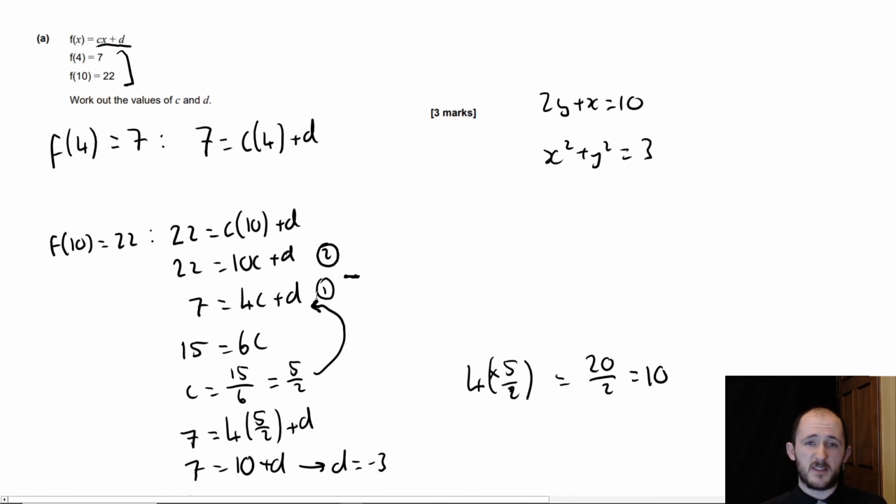So again, for 3 marks, I don't think it's too bad. But it does combine 2 topics, and they love doing that. They love combining multiple topics, because they are annoying.